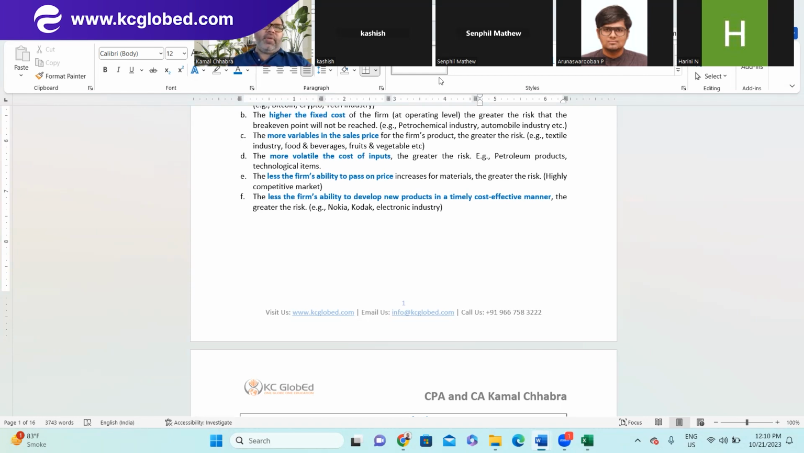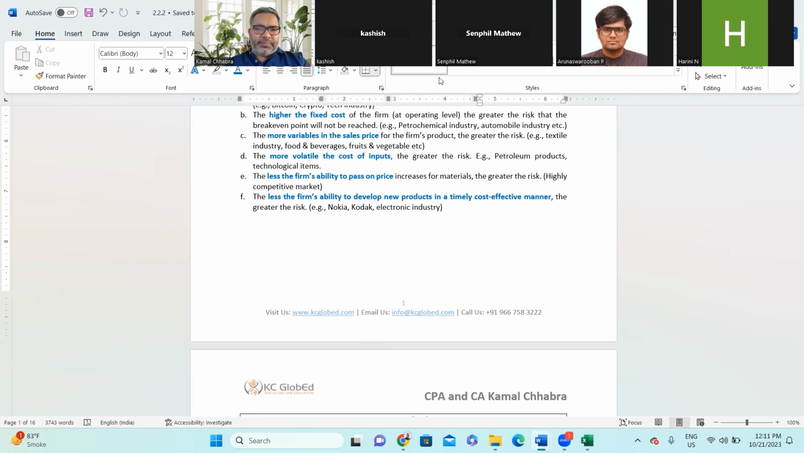Same way, if you are dependent on other raw material, for example steel, right? If you are an automobile company, you may require a lot of steel. If you are a tire manufacturing company, you may require a lot of rubber, right? Their pricing is also measured in the respective price index, and those price indexes keep on changing, right? So that may impact your cost of input, right? Fifth point is, the less firm ability to pass the price increase for material, the greater the risk.